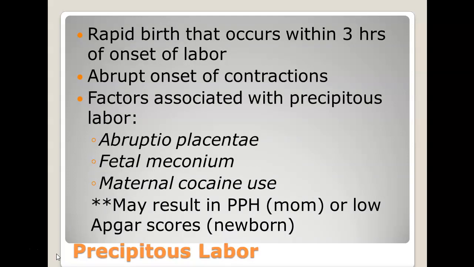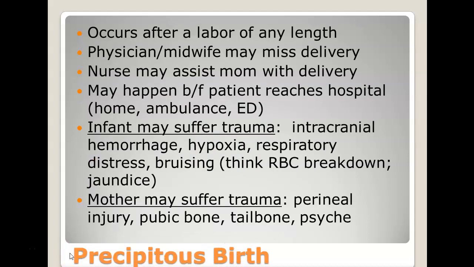Another problem that can occur is precipitous labor. This is where rapid birth occurs within 3 hours from the onset of labor. It also can be an abrupt onset of contractions. Factors that can be associated with this are abruptio placentae, fetal meconium, and maternal cocaine use, and this all can result in postpartum hemorrhage in mom and low Apgar scores in the newborn.